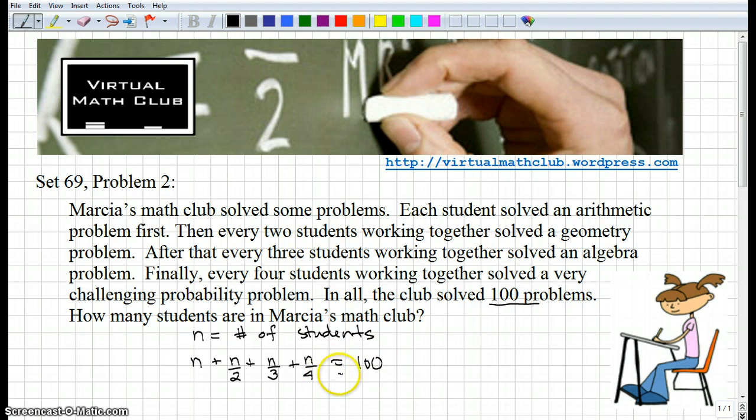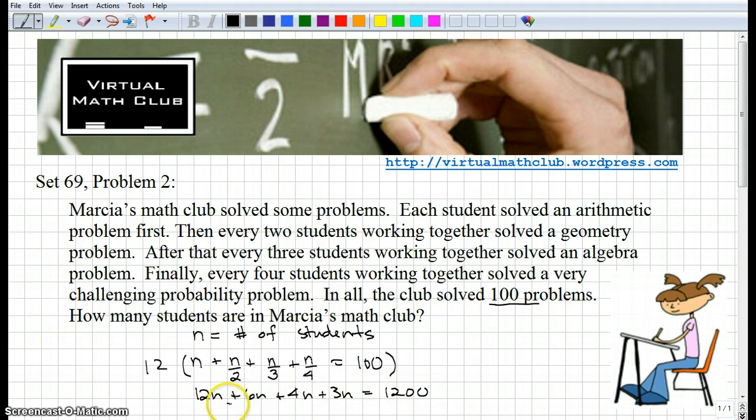Alright, so we can solve this. First thing would be, let's try and get rid of these fractions, so we're working with whole numbers. I'm seeing that if I were to multiply both sides by 12, that would get rid of the 2 and the 3 and the 4 on the bottom here. So I'm going to multiply both sides, the whole thing, by 12. Alright, so that will give me 12n plus 6n plus 4n plus 3n is equal to 1200.